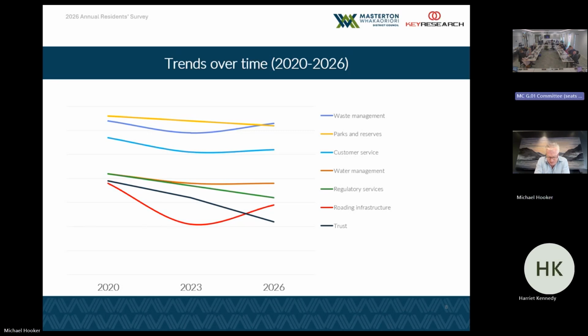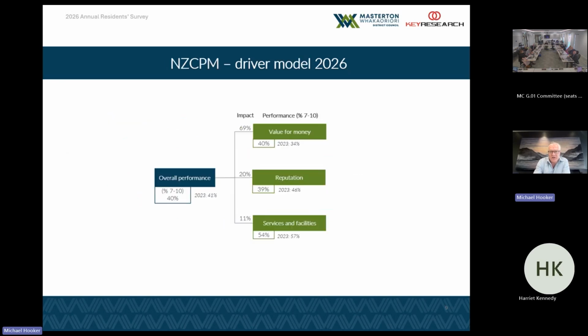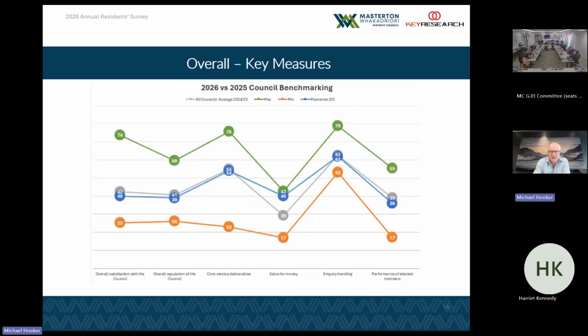Any other questions for Michael? So is it October we get the proper benchmarking stuff? I would say September is generally when the reports are put together. You could probably be fairly confident that there wouldn't be too much change from the slides I've shown you here. This is Masterton benchmarked against the sector, as of September 2025. There shouldn't really be too much variation in that.